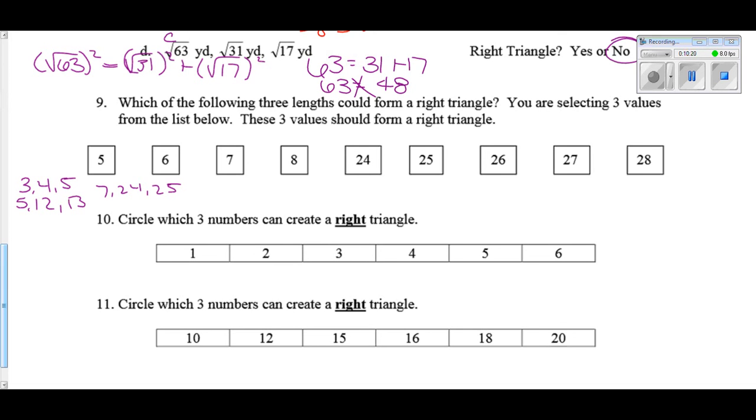So look here. I know 5 goes with 3, 4, 5, which I don't have. 5 also goes with 12 and 13, which I don't have. 6 and 8 would form a right triangle if I had 10. So I can't use 6. But 7, 24, 25 is a Pythagorean triple. If you don't remember those, just pick sets of 3 to see if they form the right triangle. Circle which of the 3 form a right triangle.